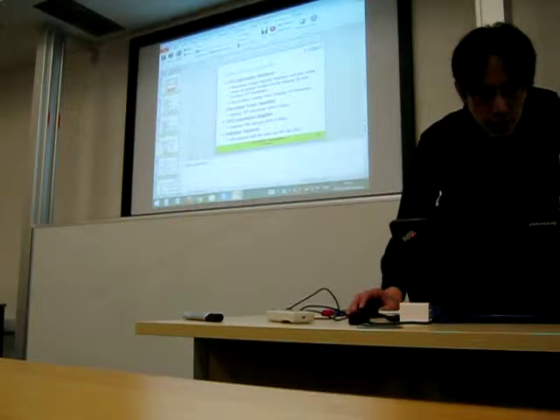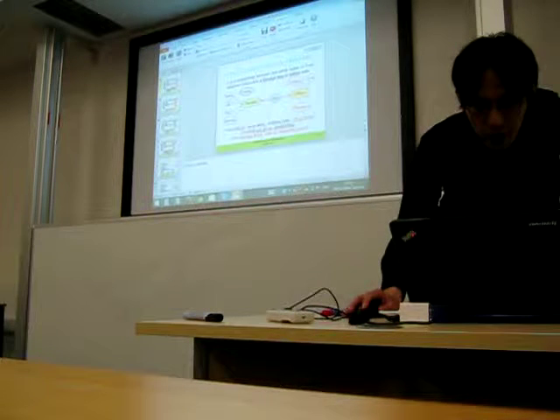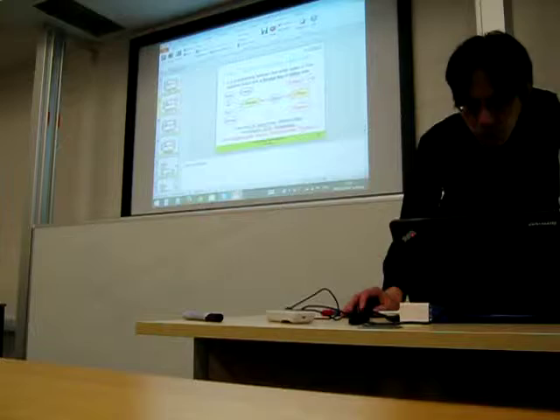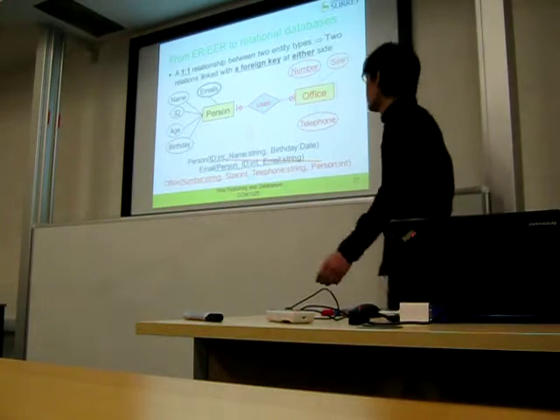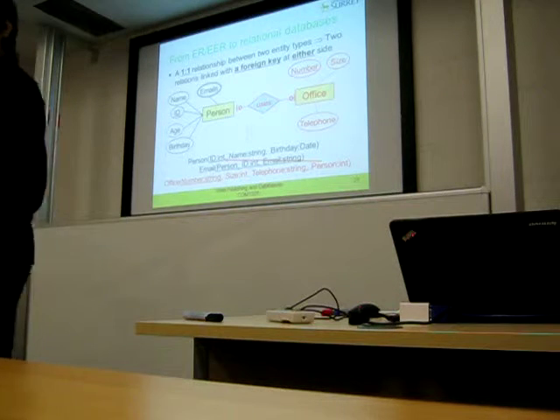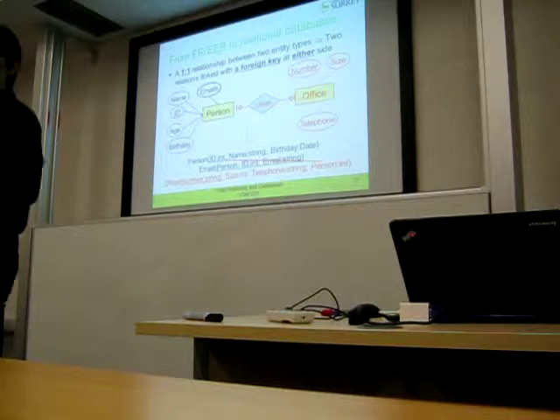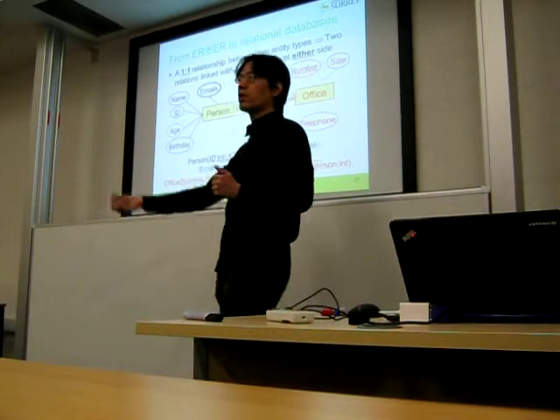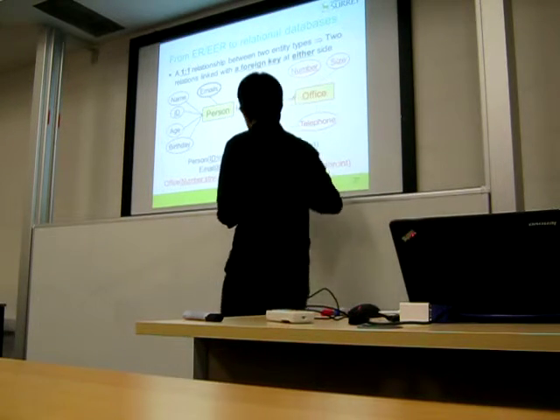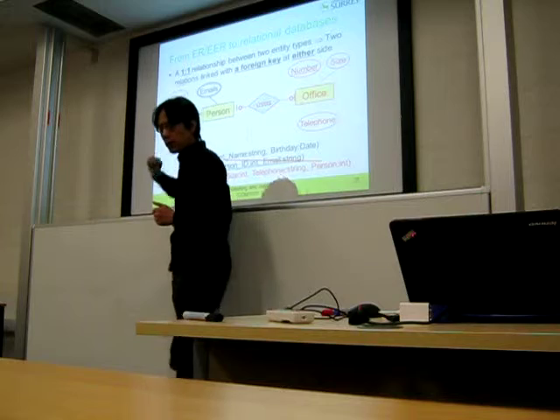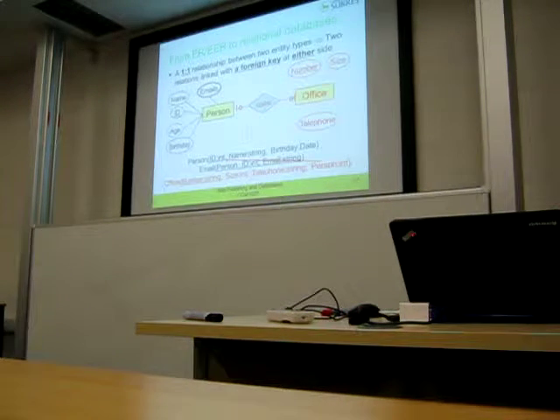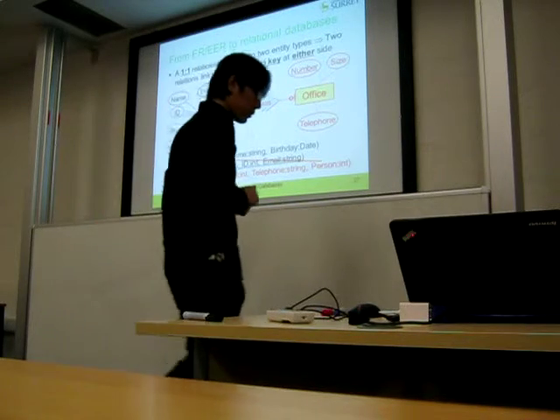Okay, so let's go back to one-to-one first. One-to-one relationship is simple to implement. What you need to do is simply add an additional attribute to either side, and that attribute will be a foreign key pointing to another relation representing the other entity type, which then gives you a one-to-one link between those two relations representing the two entity types.